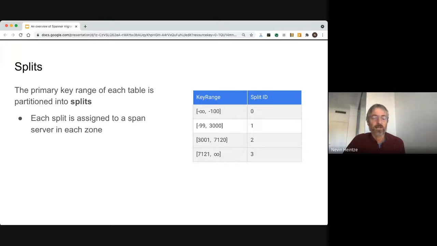In Spanner, the primary key space of each table in a database is partitioned into chunks called splits. In this example, the primary key is an integer, and the first split ranges from minus infinity to minus 100, the next split from minus 99 to 3000, and so on. The same basic thing happens across other types, whether they be strings or floats, and also for multi-column primary keys.